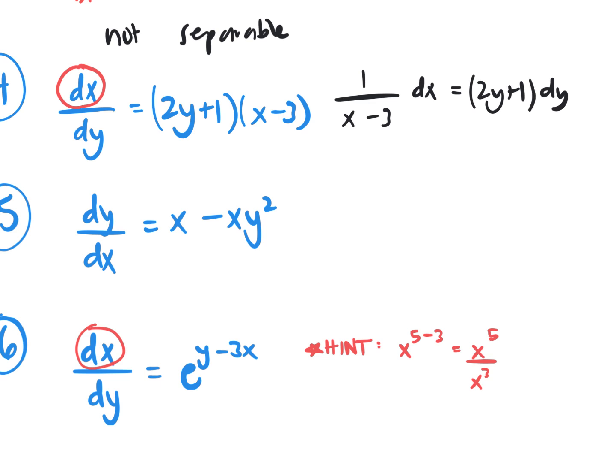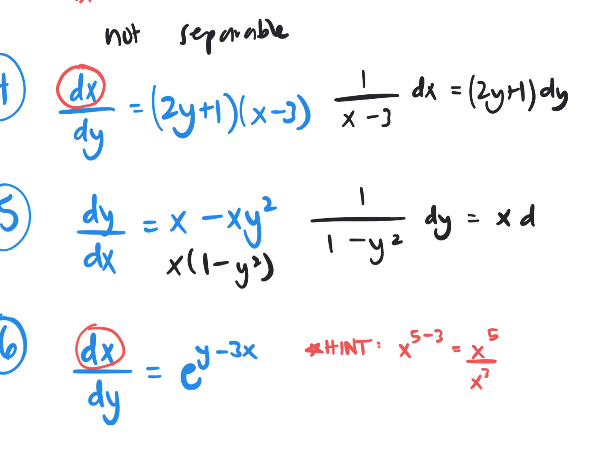All right. What do we do for the number 5 here? Factor out an x, right? So that becomes x times 1 minus y squared. So this would become 1 divided by 1 minus y squared dy is equal to x dx.